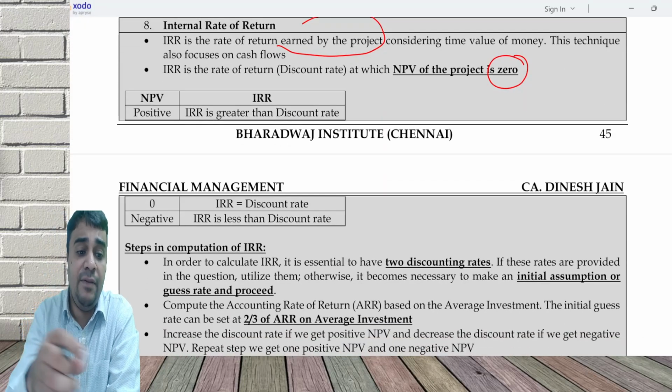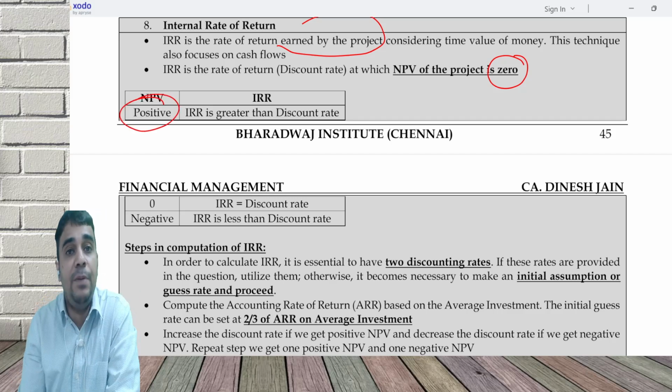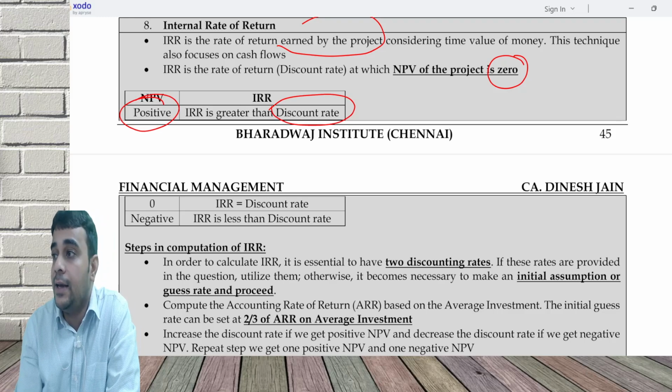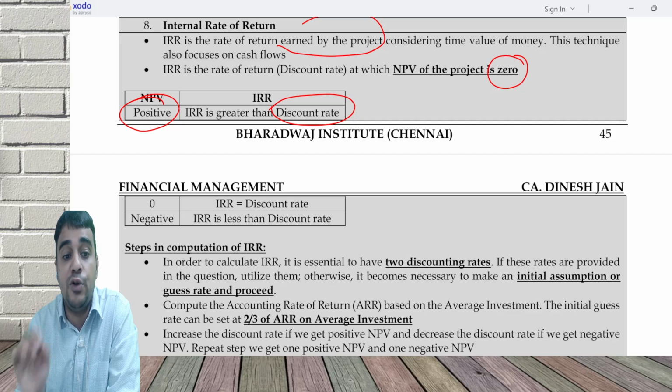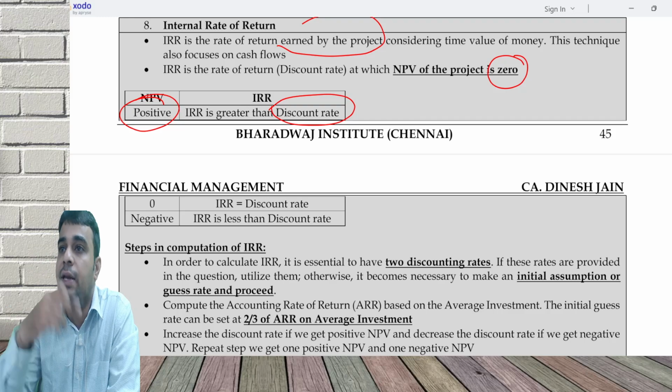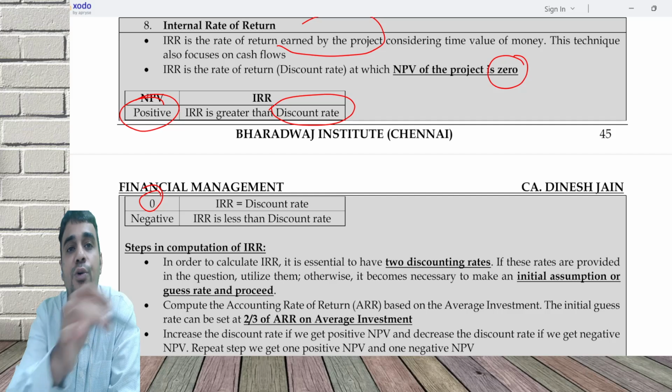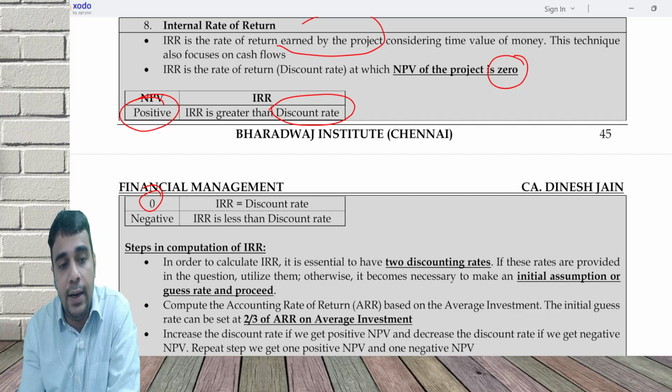NPV is positive, IRR is greater than the discount rate. I've used the word discount rate, not cost of capital. The reason for using the word discount rate is you can keep changing it. You cannot change the cost of capital, but you can keep changing the discount rate as you wish. Start with 8, then 10, then 12, then 14, then 16. If NPV is exactly zero, IRR is equal to what? Discount rate. And if it is negative, IRR is less than the discount rate.